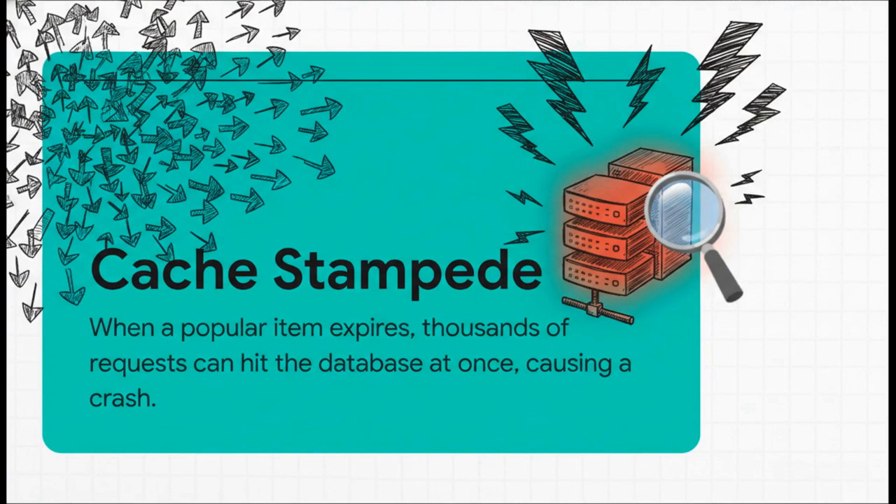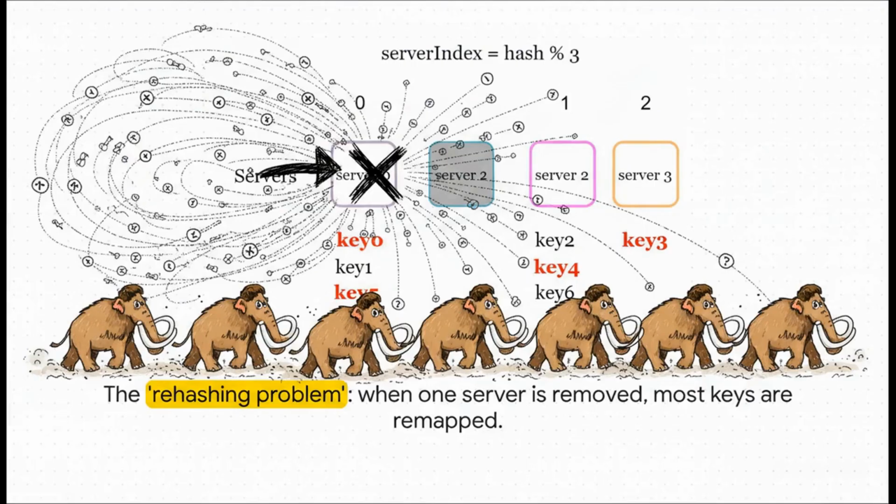Imagine that viral video from earlier finally expires from the cache. In the very same millisecond, 10,000 people all get a cache miss, and their requests slam into the database all at once. The database just can't handle it. It gets overloaded, the whole system grinds to a halt, and suddenly nobody can watch the video. That's a thundering herd. And this image here shows one of the classic ways a stampede can start.